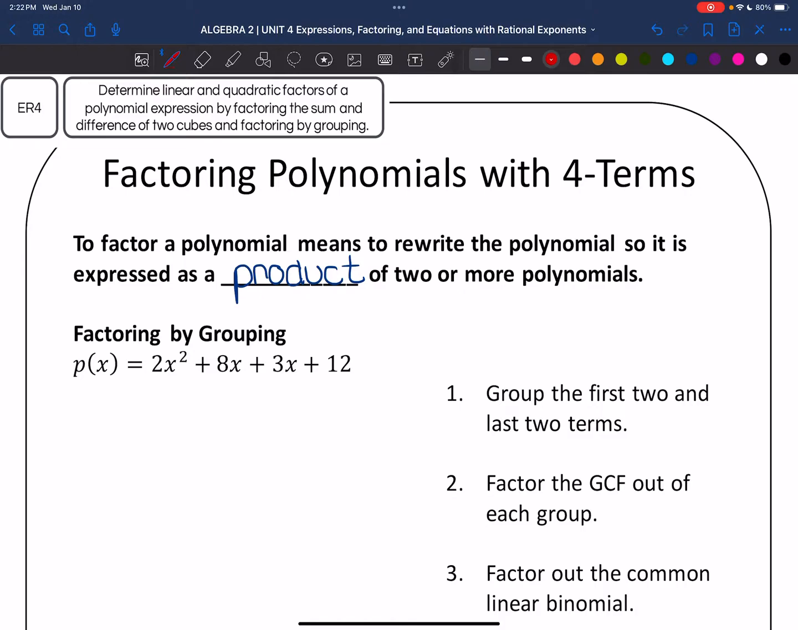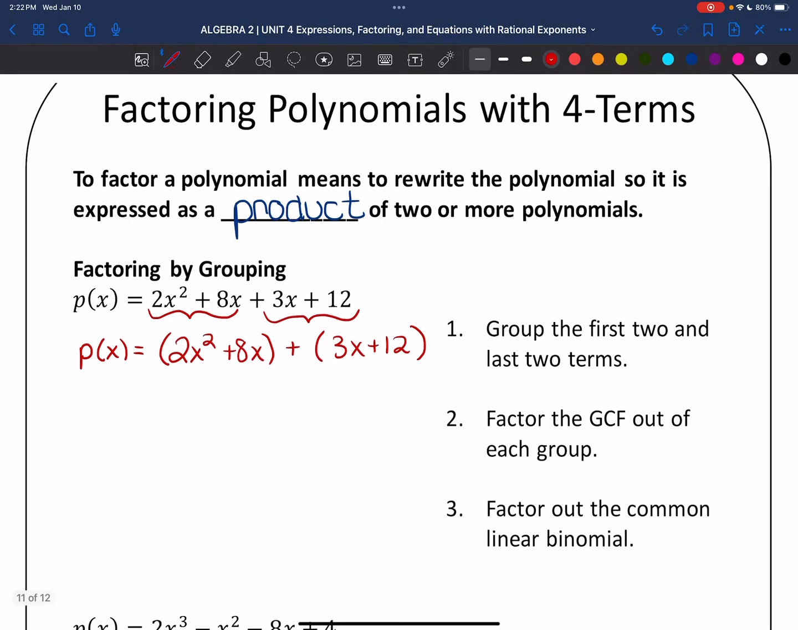We'll begin, like we see here on the right side, by grouping the first two and the last two terms together. That is to write this polynomial as 2x squared plus 8x. I've grouped the first. Add to that the 3x plus 12. I have grouped my first two and my last two terms.